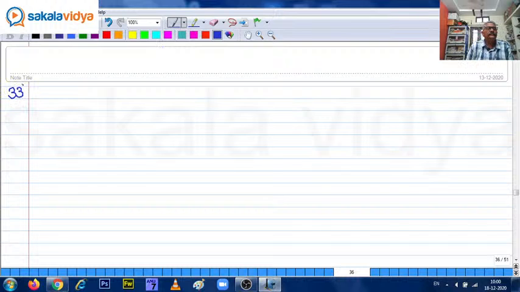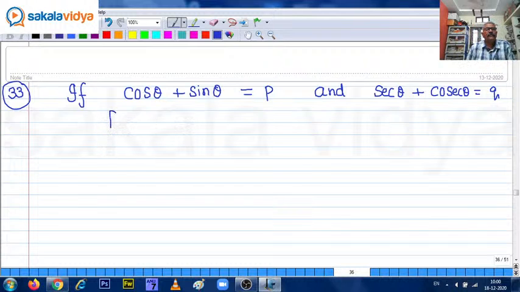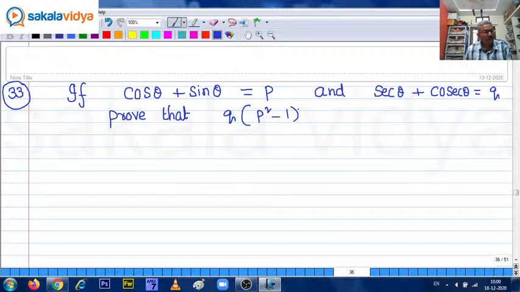Third problem. If cos theta plus sin theta equals P and sec theta plus cosec theta equals Q. Prove that Q into P square minus 1 equals 2P.